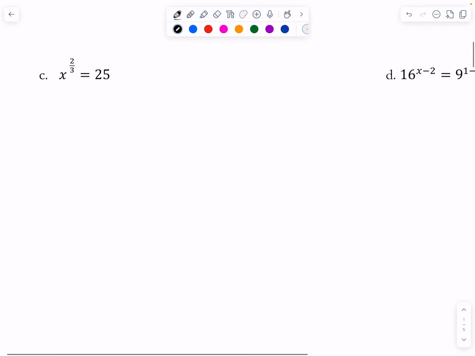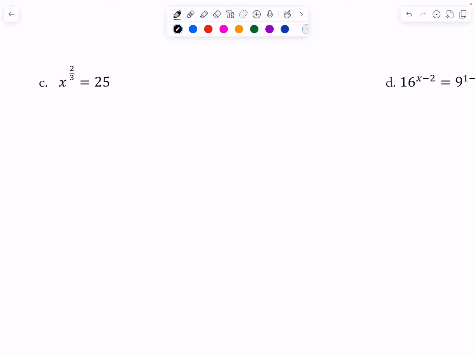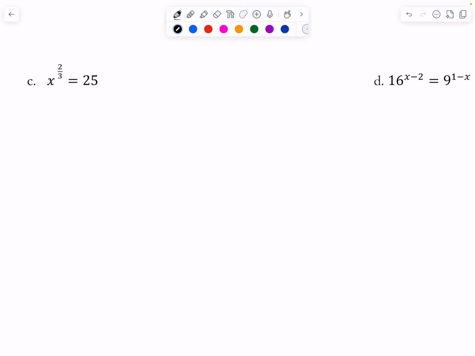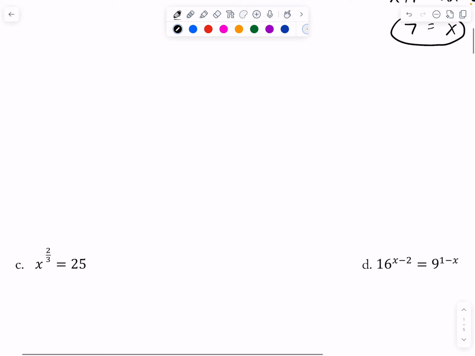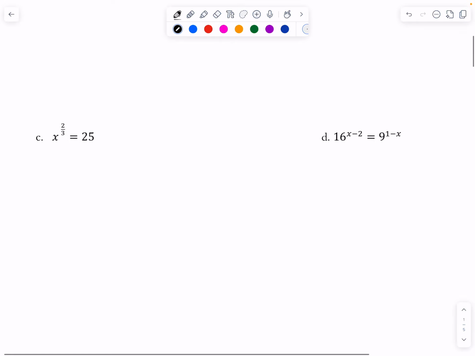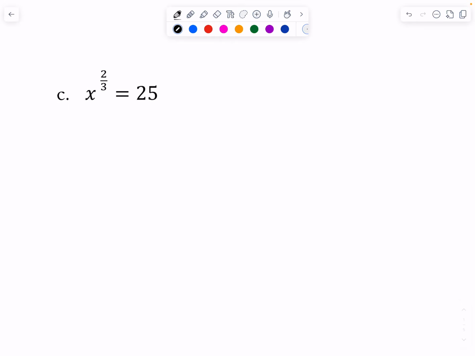Let's try C. In this one, I have x to the 2/3 power equals 25. So the way we want to do this is, is there a way that we could get that power out of that exponent? How we're going to do this is we're going to introduce the logarithm. Essentially, if I'm unable to rewrite the two sides of the equation with the same base, then I'm going to introduce the logarithm to allow me to move that exponent out of the power. For this one, actually, I don't need to do that because my exponent doesn't have the variable. But what I'm going to do is copy it down.